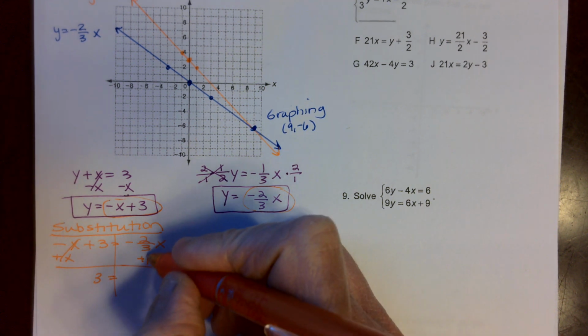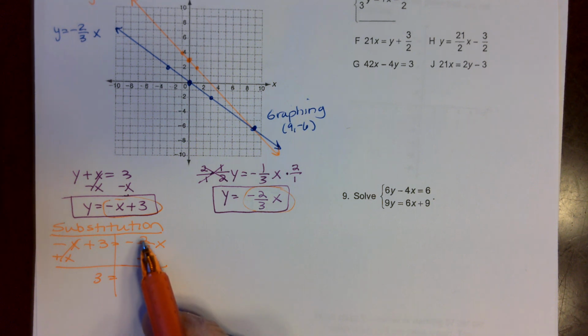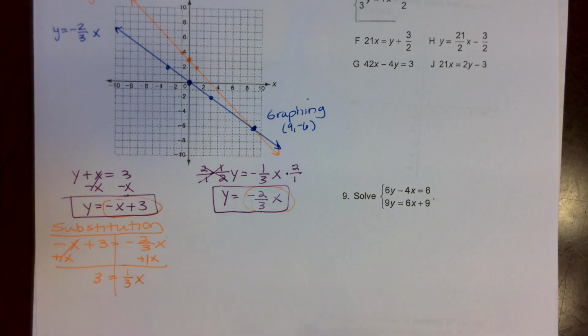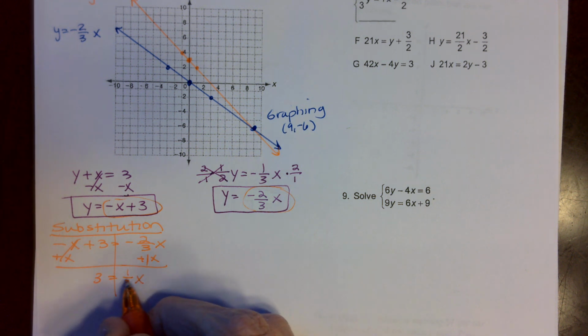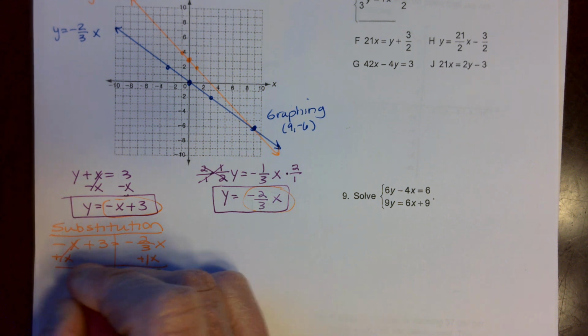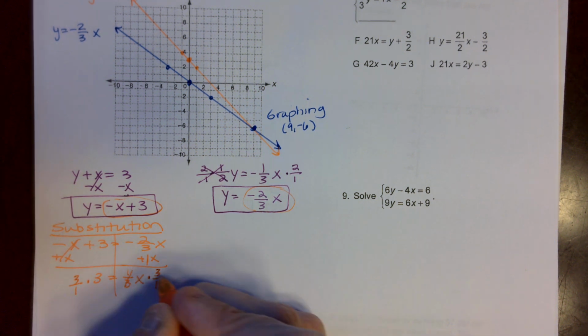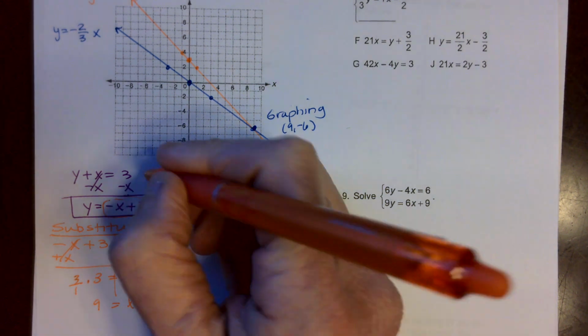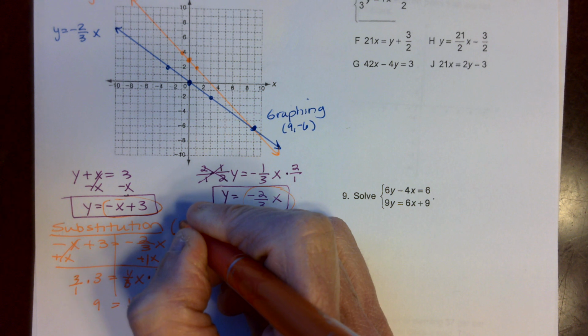So we have a positive 1 and a negative 2/3. So it's 1 minus 2/3. What is that? That's 1/3 x. Okay, and then to solve for x, we need to do the reciprocal of 1/3, which is 3 over 1. So these are gone, and we're left with x equals 9. Well, good. We're on the right track so far because we had 9 up here. So my x is 9.